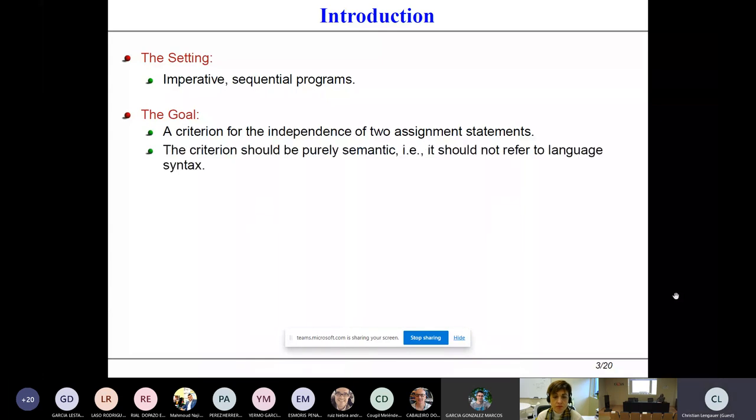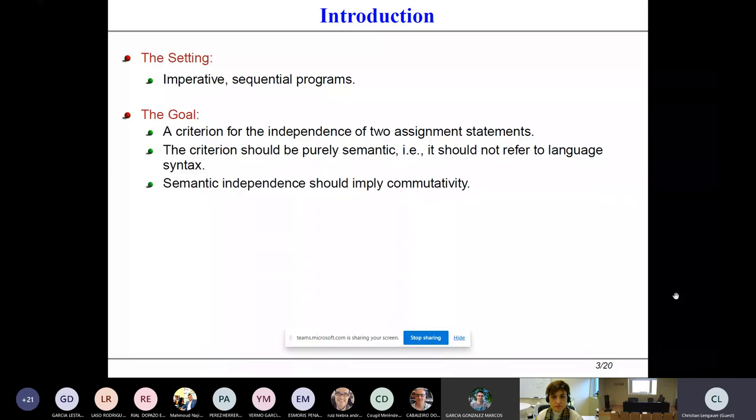What we would like: there have been criteria for independence that are syntactically grounded, so they're oriented at the syntactic appearance, at the textual appearance of the source program. We want to get away from that and go to a semantic model, a program model, independent of the program code. That is usually the first step that you do if you want to do serious program analysis or optimization, and that hadn't been done before for independence.